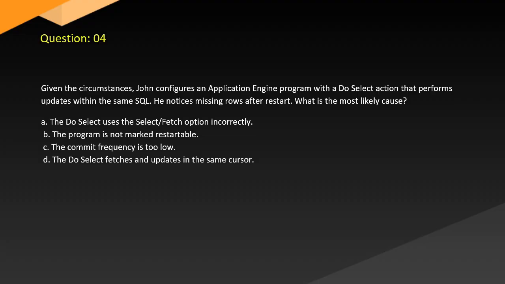Question 4. Given the circumstances, John configures an Application Engine program with a Do Select action that performs updates within the same SQL. He notices missing rows after restart. What is the most likely cause? A. The Do Select uses the select fetch option incorrectly. B. The program is not marked restartable. C. The commit frequency is too low. D. The Do Select fetches and updates in the same cursor.